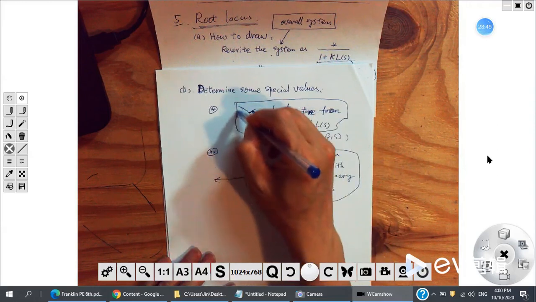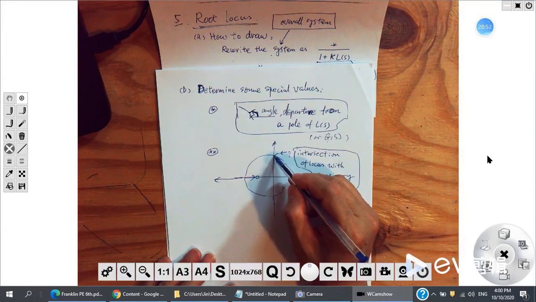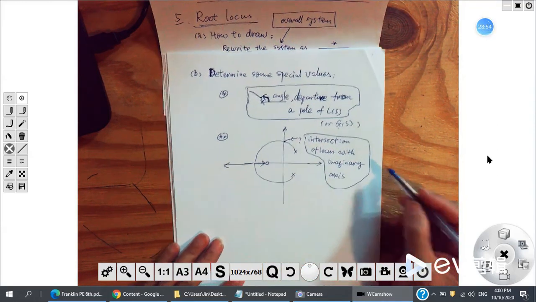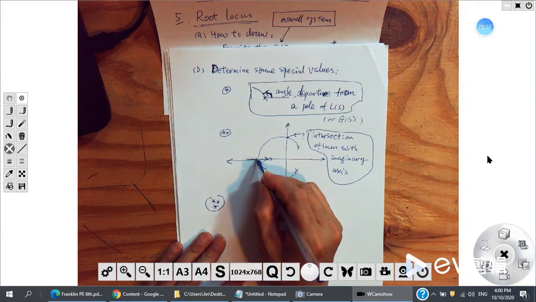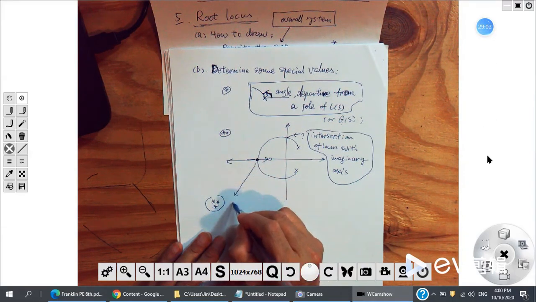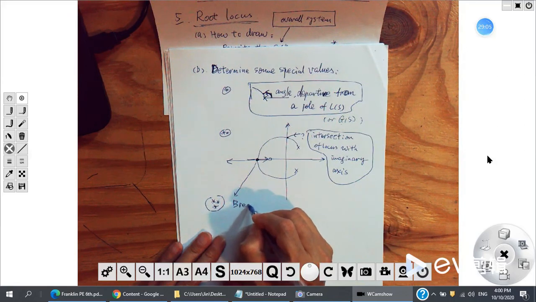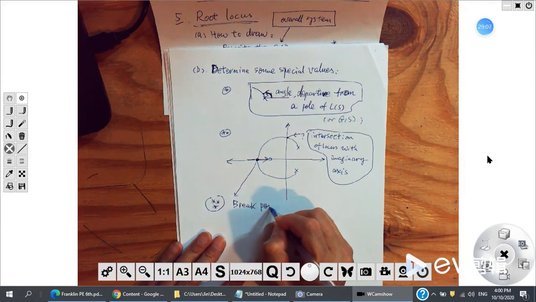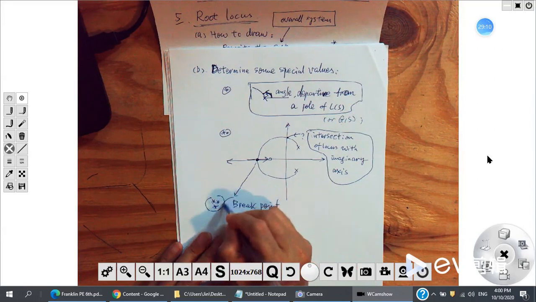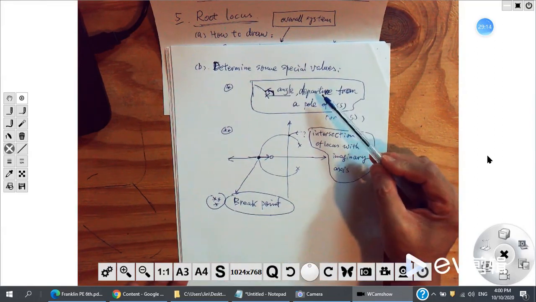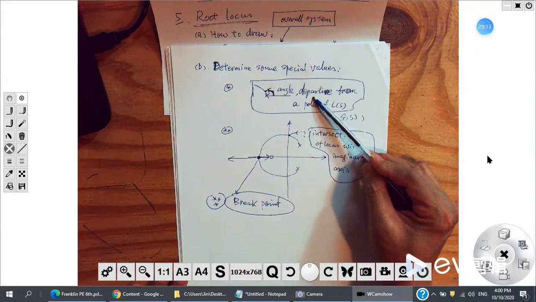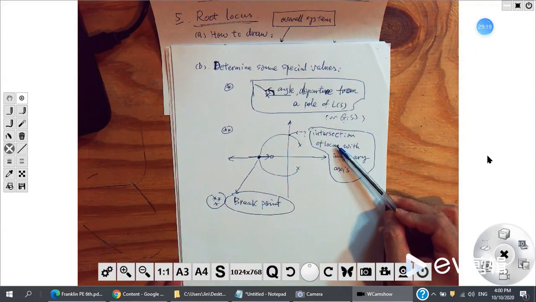We want to know the departure angle. We want to know the intersection here, and also this is another kind of intersection. This is the breakaway point, the break point. Okay, we want to know this. Do you know how to calculate this? For the angle, we have a formula. For this intersection, you need to solve the equation.